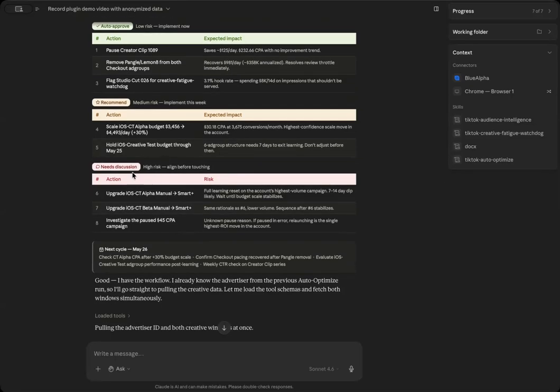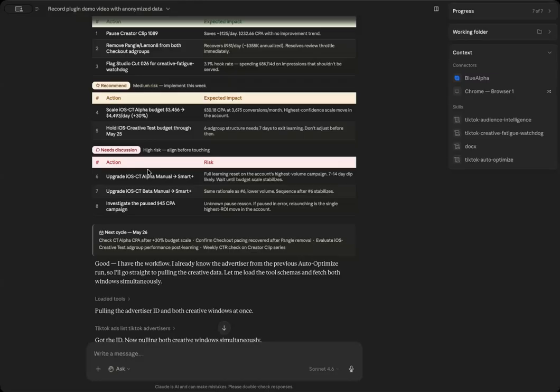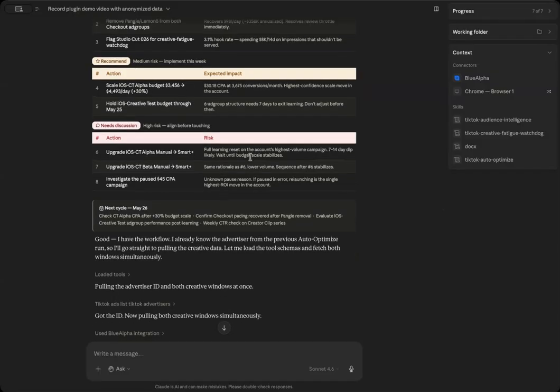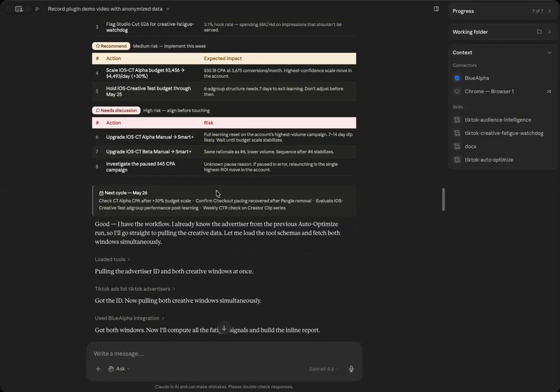And there's also a bucket that needs discussion and is high risk, to line up before actually touching, which is upgrading your iOS CT manual bidding probably to Smart Plus, right? That would mean a full learning reset on the account's highest volume campaign, and this would probably lead to a 7 to 14 day dip. We should probably wait until budget scale stabilizes on this. Same for the CT beta campaign. And then we should investigate the past $45 CPA campaign, because there was not an actual reason that we saw in the account.